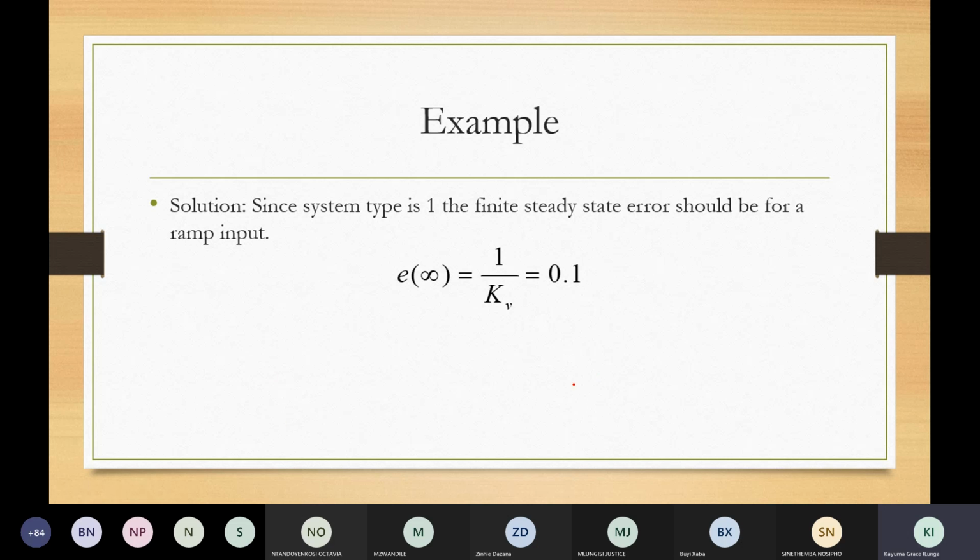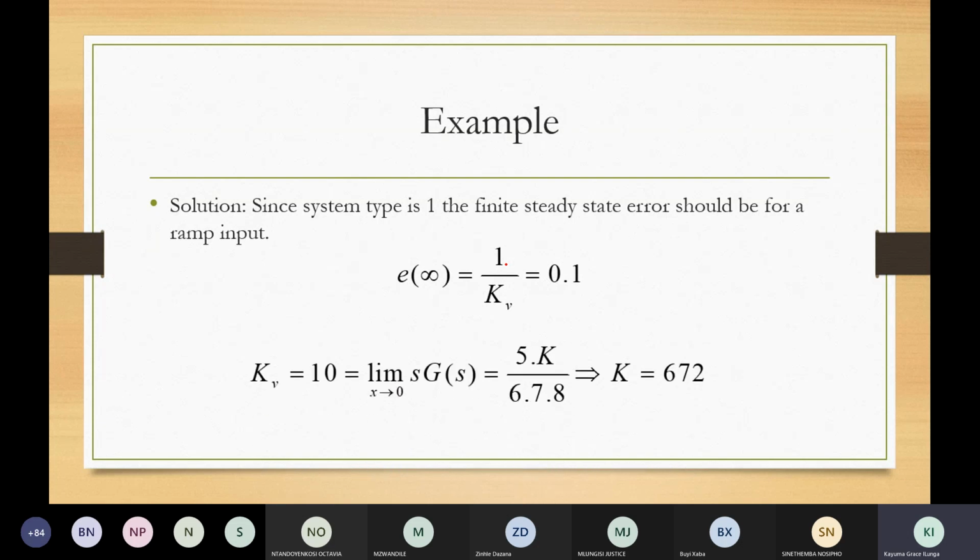Good. So in these 6 minutes, I want just to explain this one. So we have this error is going to be 1 over KV, as you said. So that's going to be equal to 0.1. So we can find the value of KV. So KV is going to be equal to 10. Now, because we know KV, we know that KV is equal to the limit of s times G of s. You remember it, right?